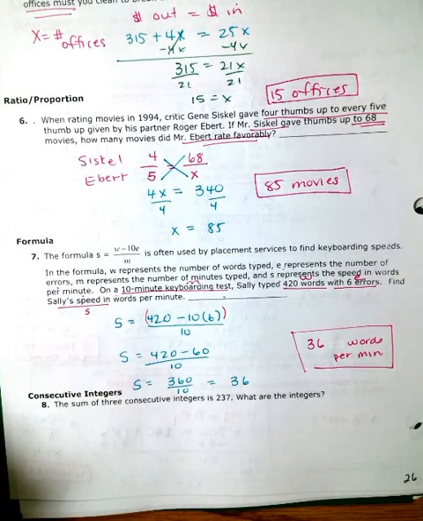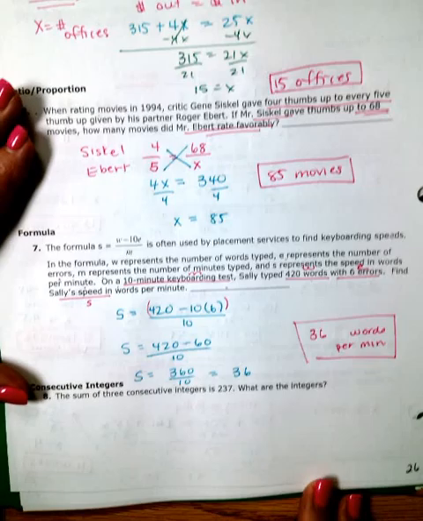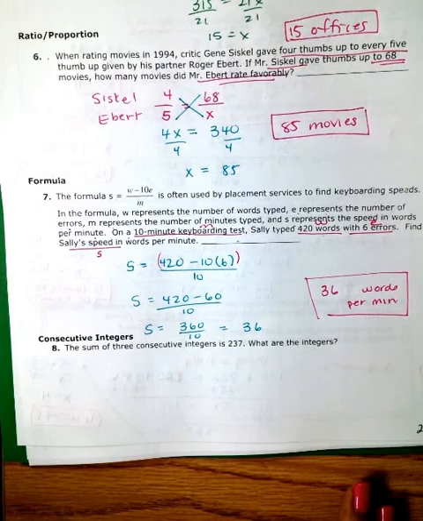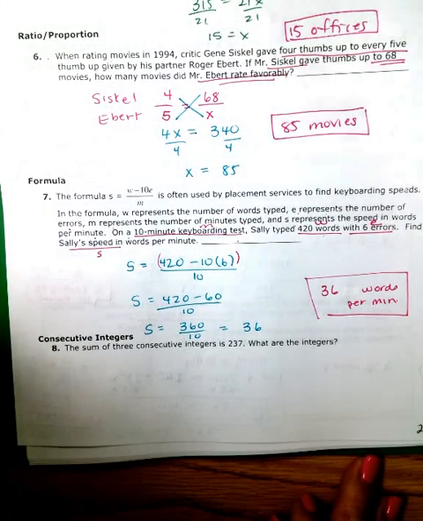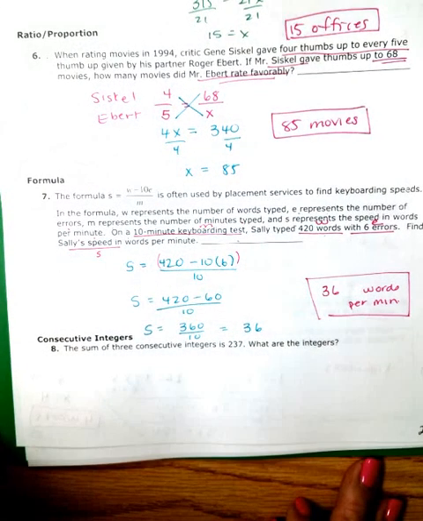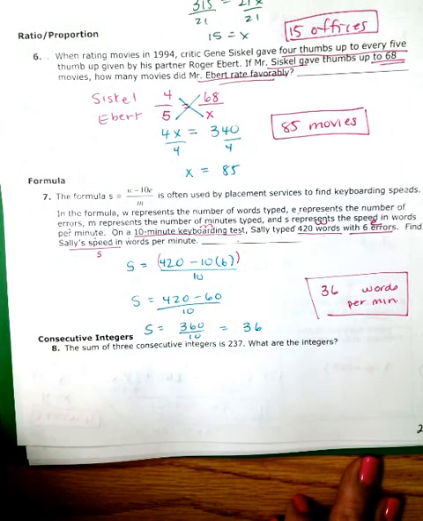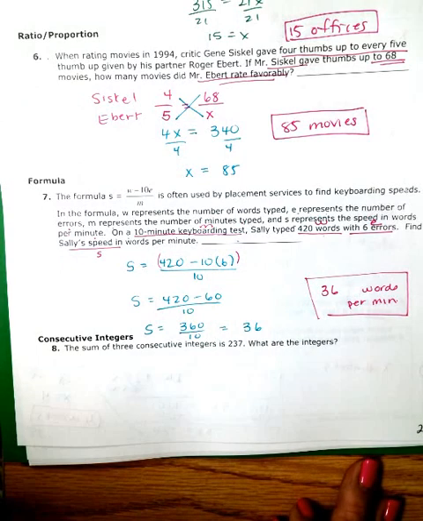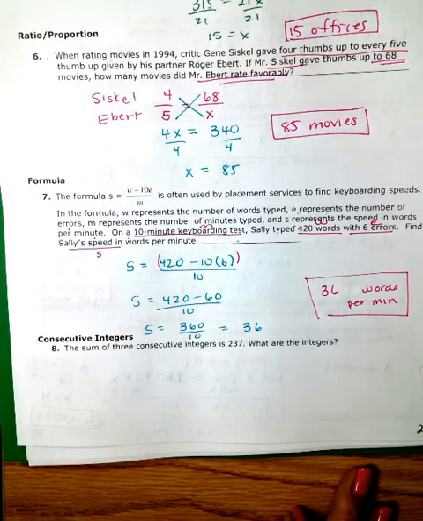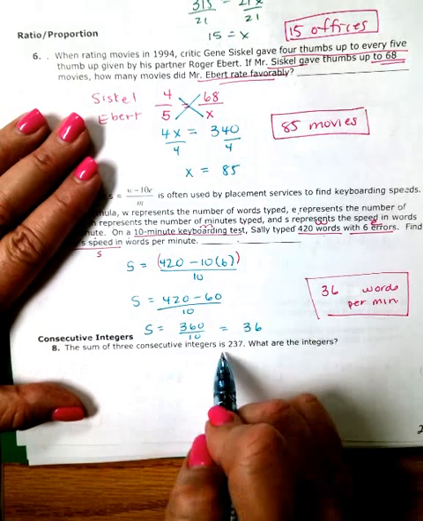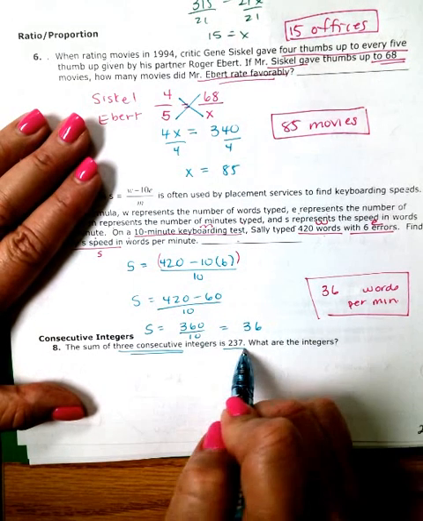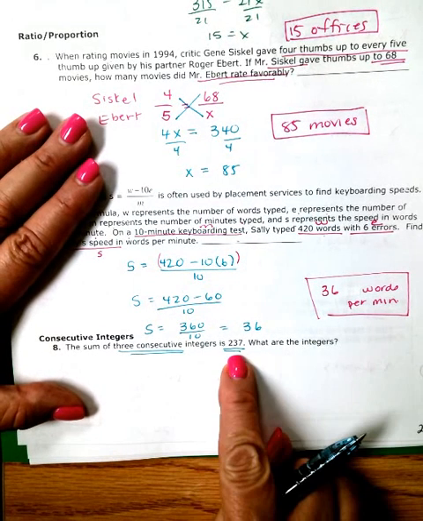All right, our last but not our least is consecutive integers. When we're talking about consecutive integers, we're talking about things in order. That's what consecutive means. So if I have the number 8, who's his consecutive integer? Exactly, 9. If I have 10, who's the consecutive integer? 11. If I have 100, who's its consecutive integer? 101. So when we're defining our variable, we know that these 3 consecutive integers is going to be 237.